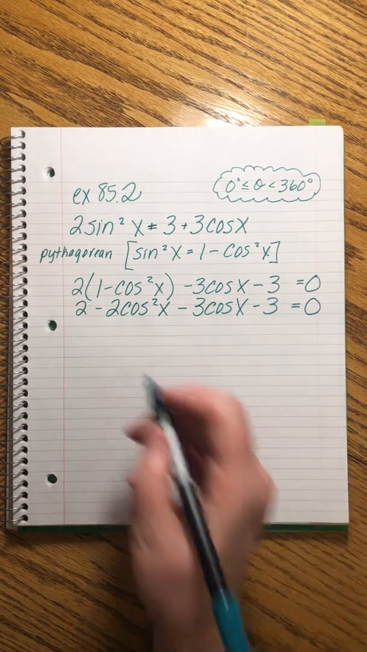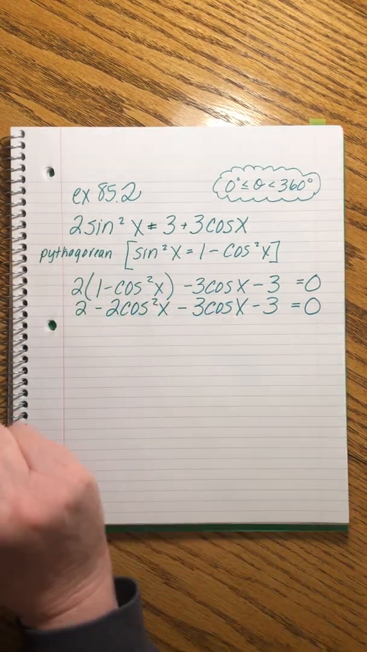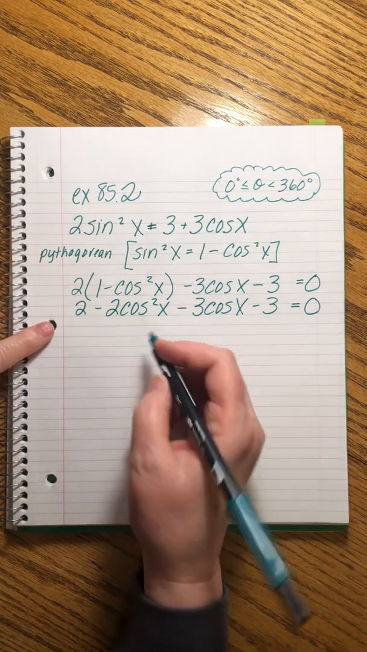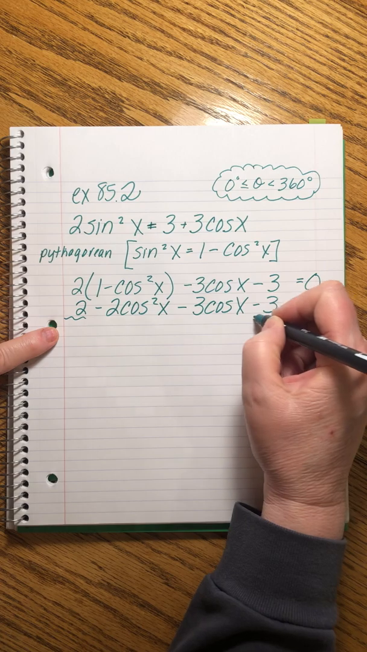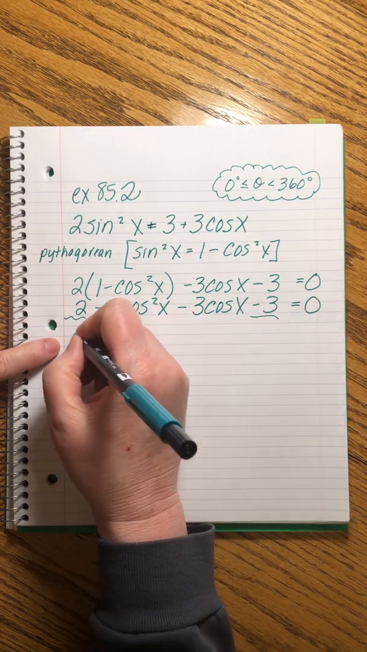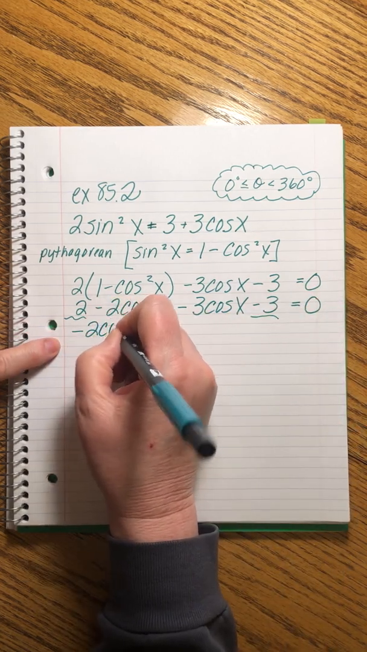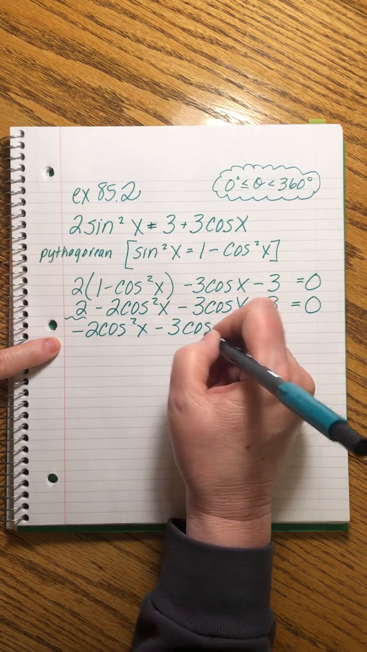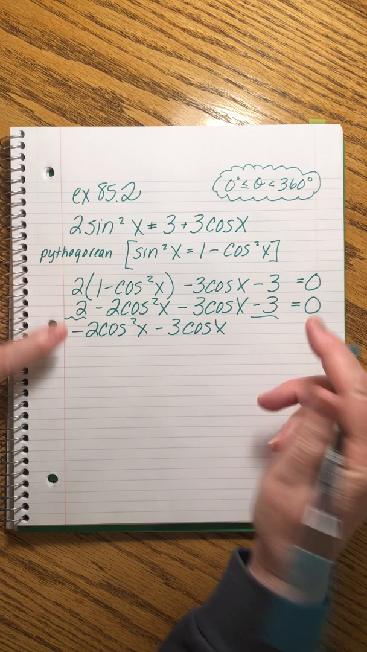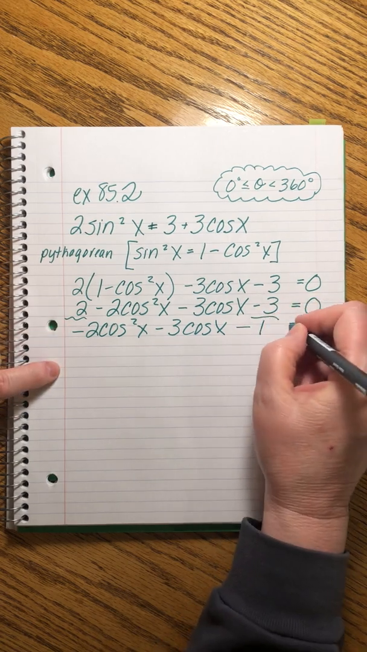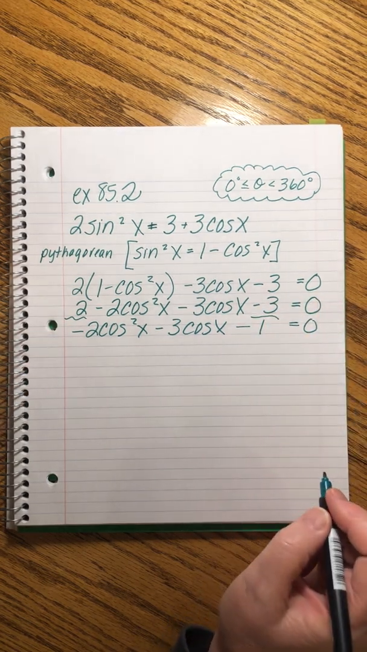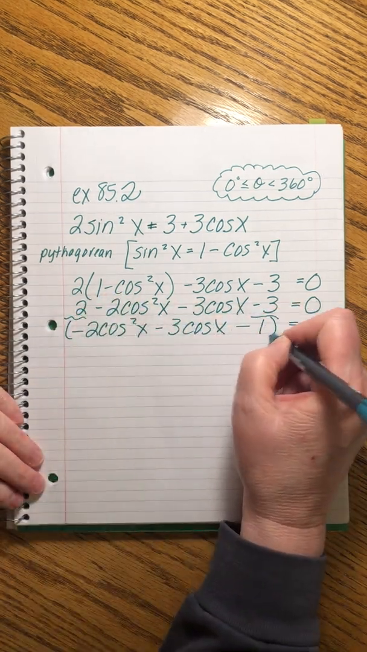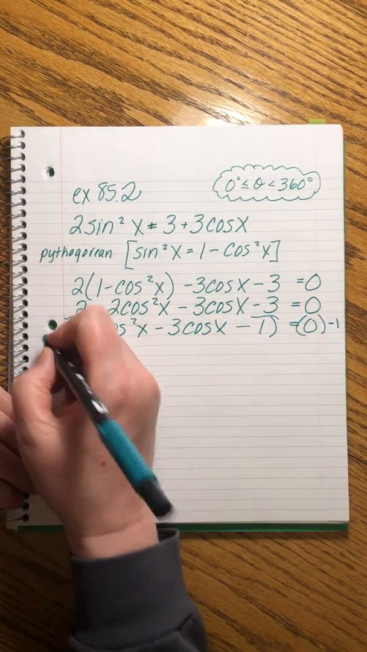Okay, I can see I've got some minus sign drama here, so I'm gonna eventually deal with that. But first, let's combine the like terms. So now I have minus 2 cosine squared x minus 3 cosine of x. These two together make what? Minus 1 equals 0. And now I'm gonna multiply everything, both sides, by minus 1.